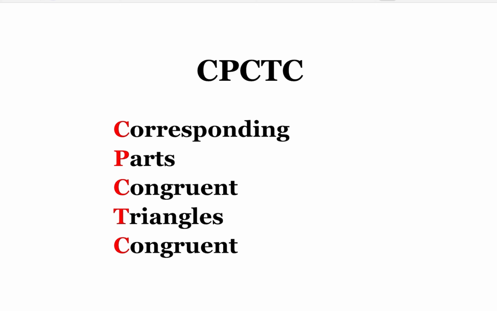In this video, we will talk about two-column proofs involving CPCTC. What is CPCTC? CPCTC is an acronym that represents the first C, corresponding, P stands for parts, the second C stands for congruent, T stands for triangles, and the last C stands for congruent. So it means corresponding parts of congruent triangles are congruent.